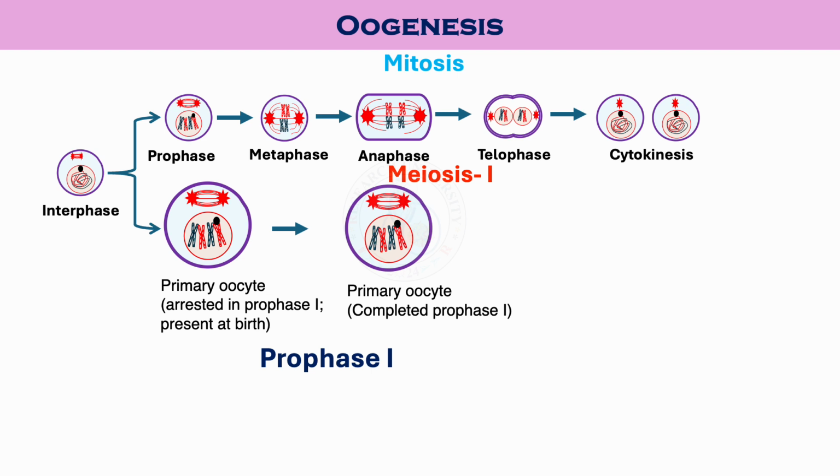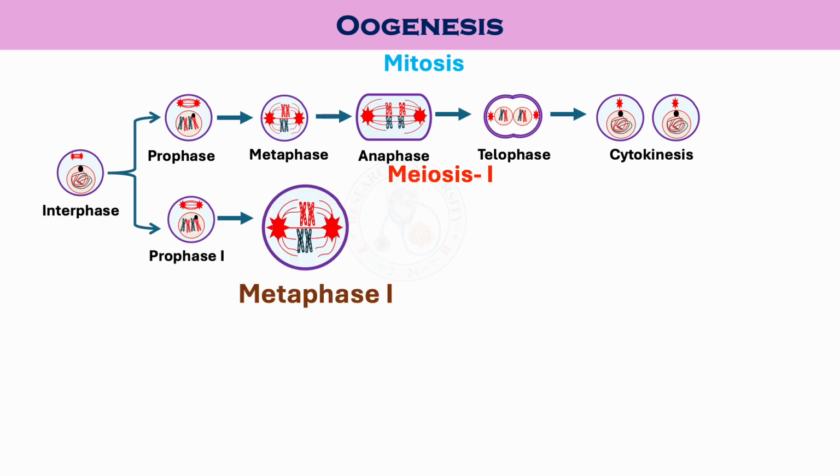Prophase 1 is completed when crossing over occurs between non-sister chromatids within the tetrads, resulting in the exchange of genetic material between the homologous chromosomes. As prophase 1 progresses, the nuclear envelope breaks down and spindle fibers start to form. Metaphase follows prophase 1.